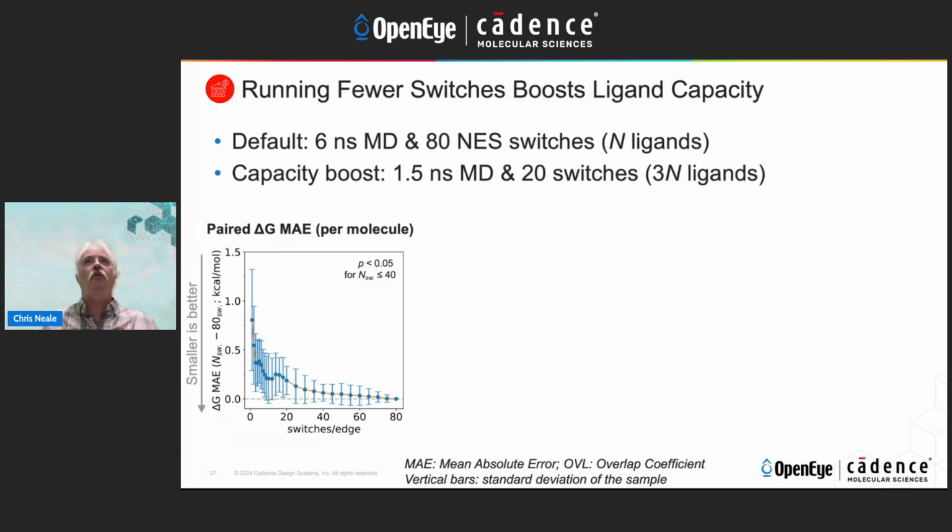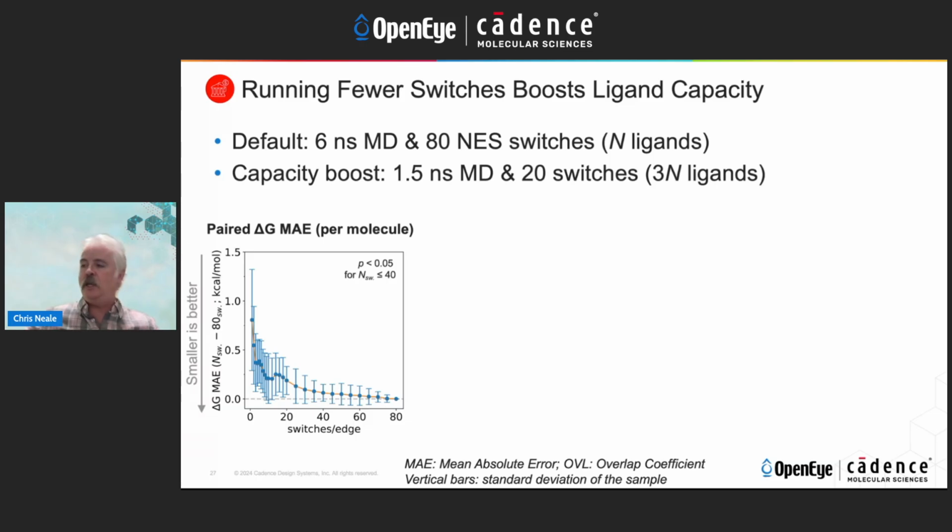But we can also, within our method, look at some of the settings that we have to see whether there's trade-offs between accuracy and capacity, the number of ligands you can put through. And that's what I'm going to assess here. By default, we run 6 nanoseconds of MD per ligand in its end state, and then we run 80 NES switches. Those are those fast 50 picosecond switches. So the question here is, what would happen if we just ran shorter MD and fewer switches?